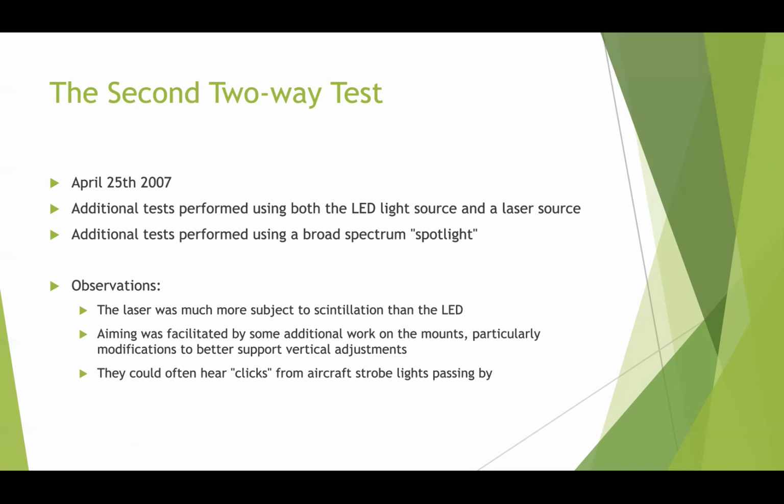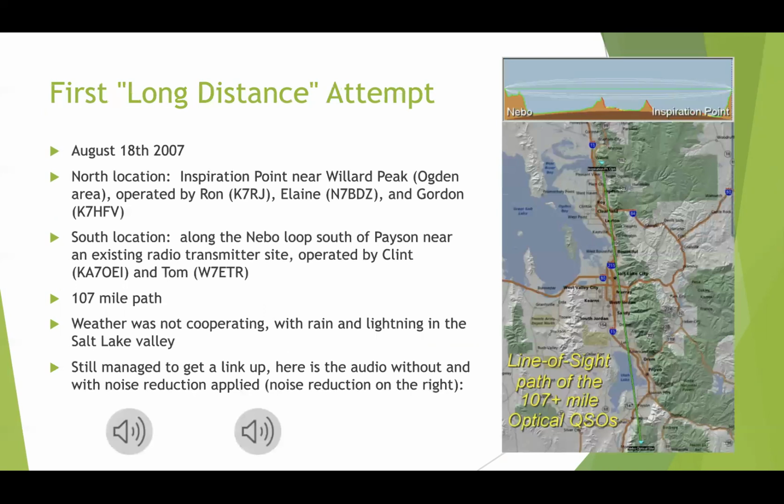So their second test was done on April 25th, also very successful. So then they thought, okay, let's go for a long distance attempt. So they set up the north end at Inspiration Point, which is near Willard Peak in the Ogden area, and with the south location along the Nebo Loop, south of Payson. They had Ron, Elaine, and Gordon. Elaine was Ron's wife. So Ron, Elaine, and Gordon were at the north location, and Clint and Tom were at the south location. They figured out they had about a 107-mile path, and the weather was not cooperating.